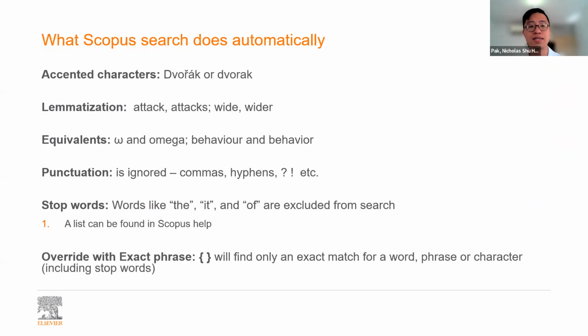So Scopus does automatic correction. Well, not correction. It makes it easier for you to search, right? So you're looking for, say, accented characters like Dvořák. You don't need to type in the umlauts or the accents. It lemmatizes it for you. So attacks and attack's are the same. Wide and wider will be the same. If you type in omega, it will be the same thing as well. Behavior with the U and the American spelling, and the British spelling and the American spelling would fundamentally be the same as well. Punctuation is ignored, like commas, hyphens. Words like the, it, of are excluded from the search, and you can override with an exact phrase, like by putting them in curly braces.